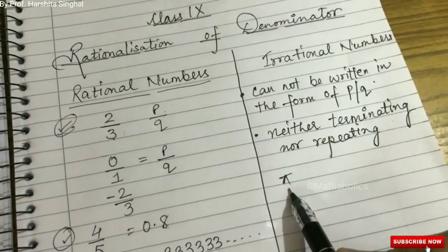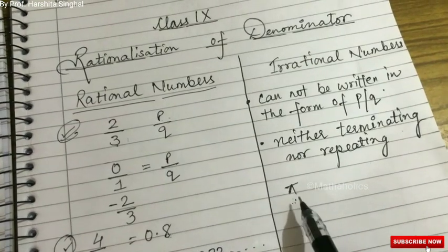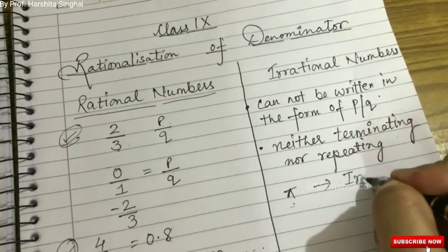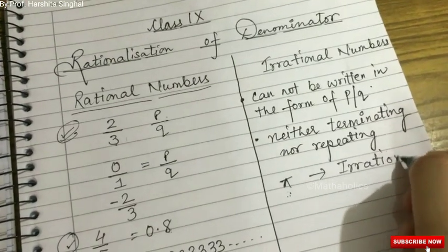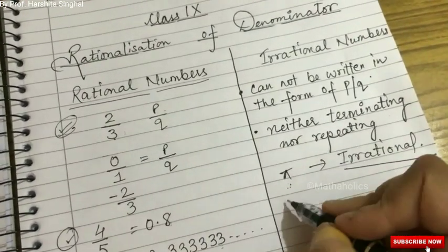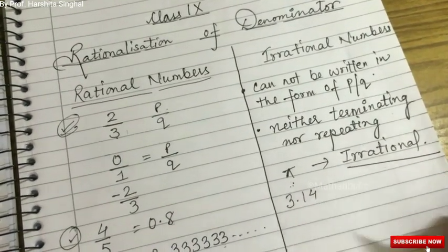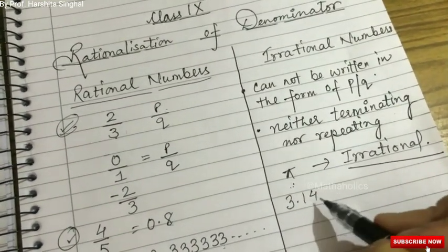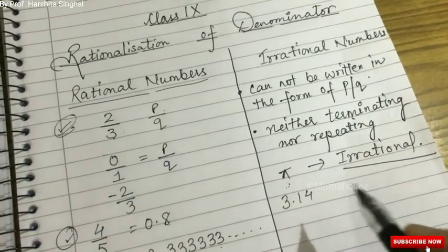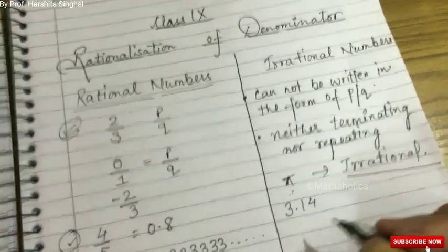I want to bring to your notice that pi is also an irrational number. Always remember that pi is also an irrational number. Now you will say, ma'am, pi is equal to 3.14 and it is terminating, it is giving us a full value, so it should be a rational number. But no. Why no?